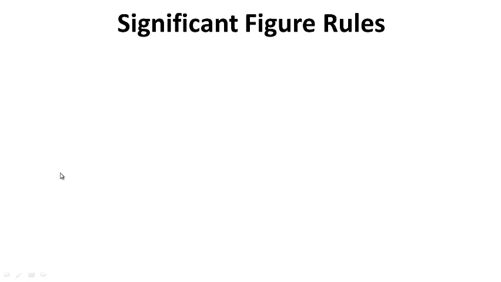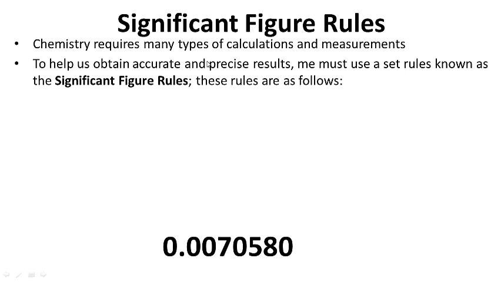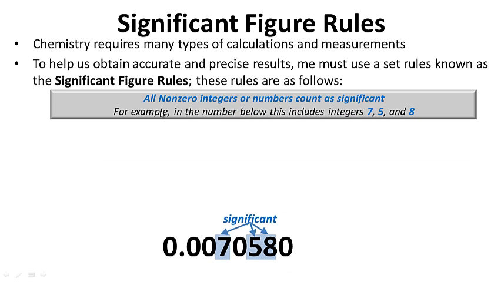Okay, so significant figure rules. Chemistry requires many types of calculations and measurements. To help us obtain accurate and precise results, we must use a set of rules known as the significant figure rules. These rules are as follows. Look at this number down below here. The first rule: all non-zero numbers are significant. So all non-zero integers count as significant. Anything that's not a zero, we say is significant.